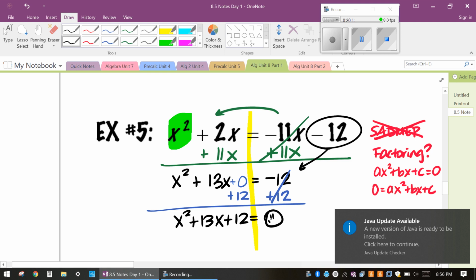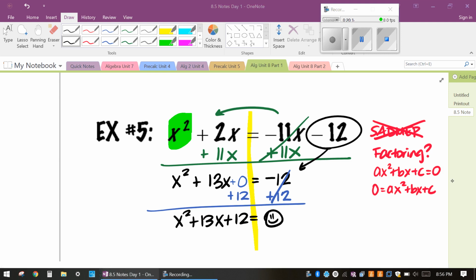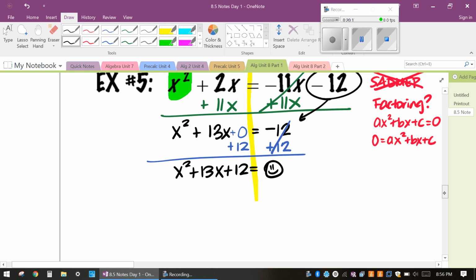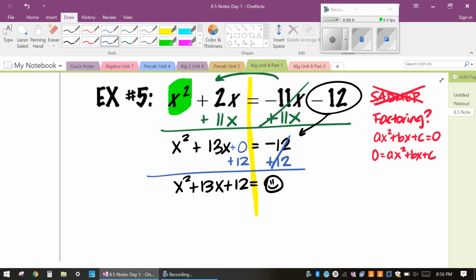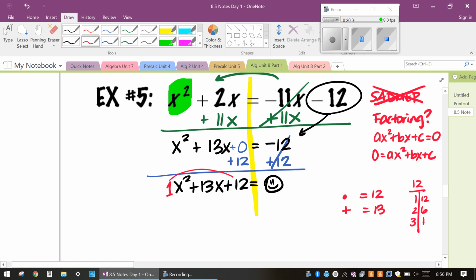And now that I have 0, I can try to factor. This is a quadratic trinomial, so I'm going to try to see if I can find two numbers that multiply to 12 and add to 13. I can use the shortcut since the first number is a 1. From the factors of 12, is there a pair that will add to 13 and multiply to 12? Yes, 1 and 12. So this factors to x plus 1 and x plus 12.